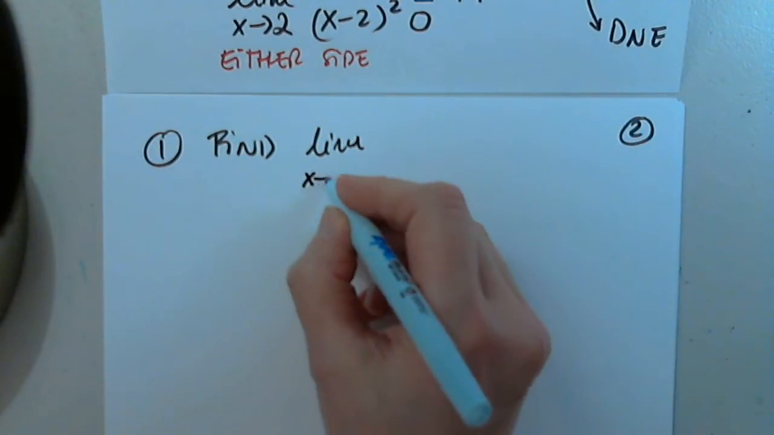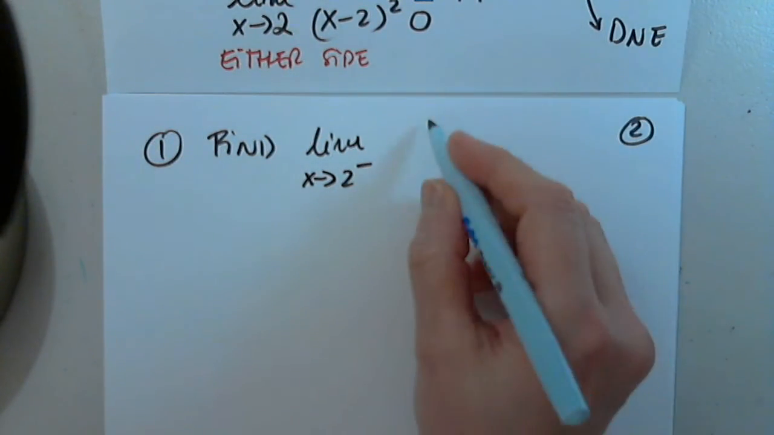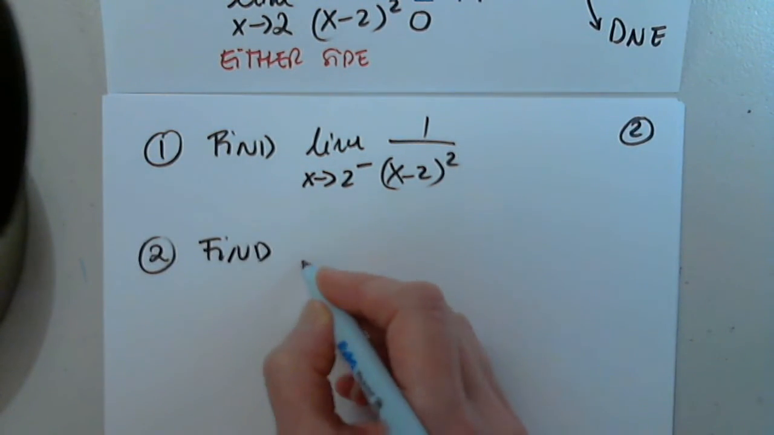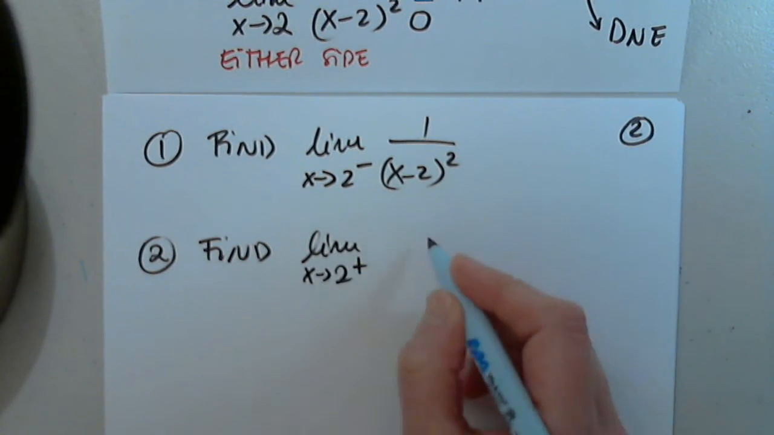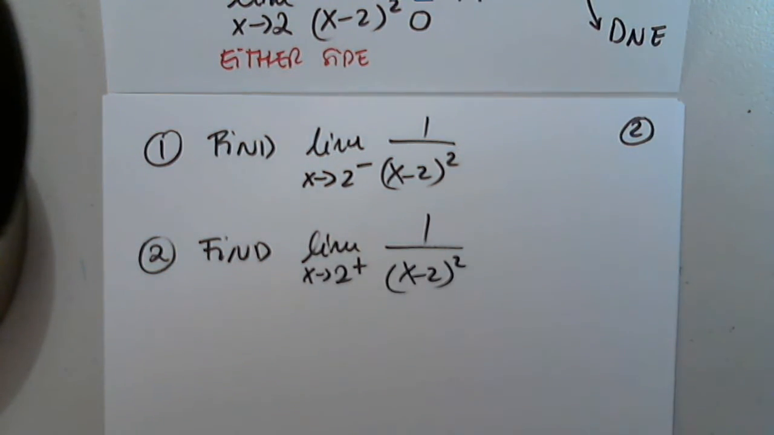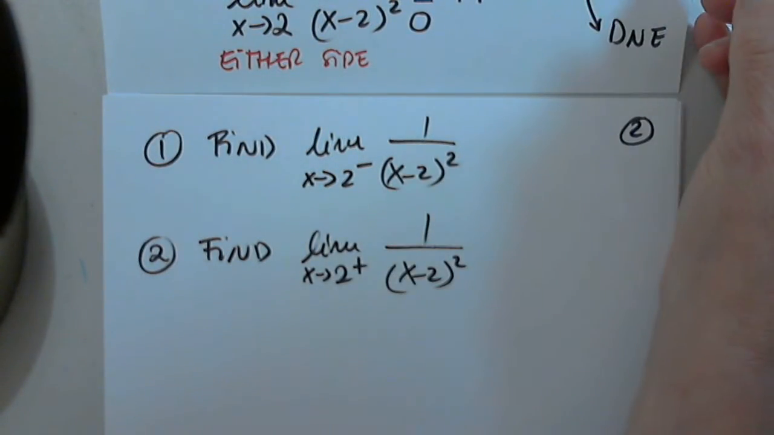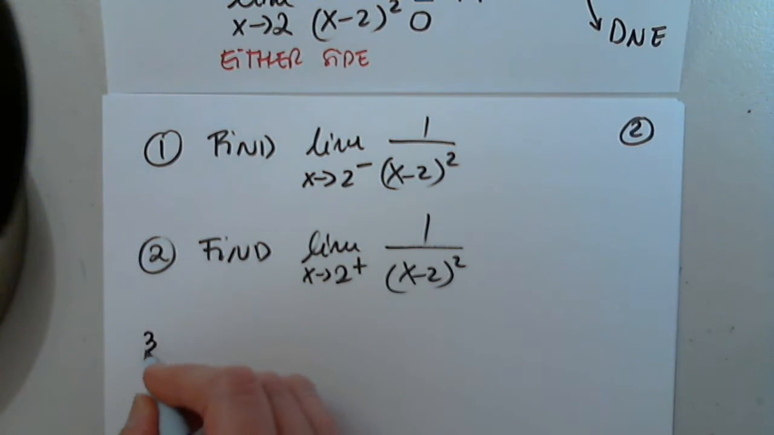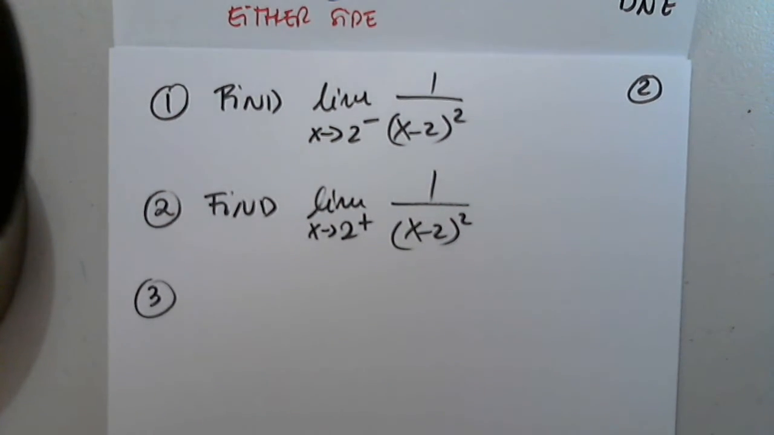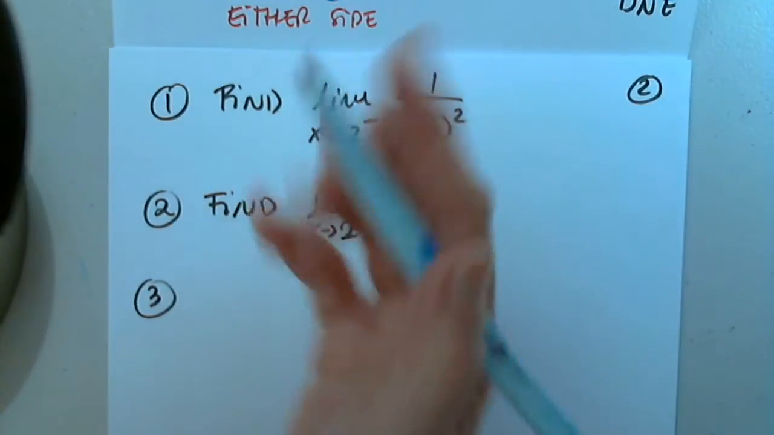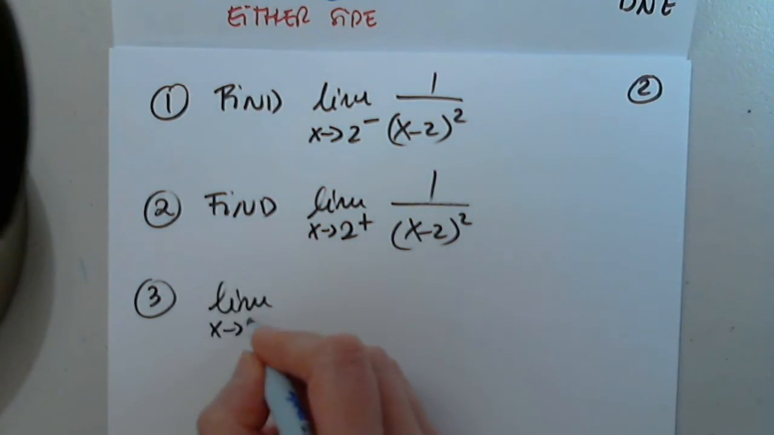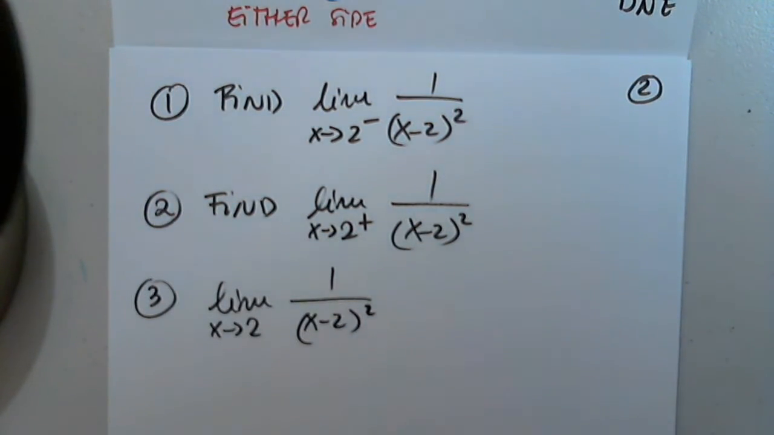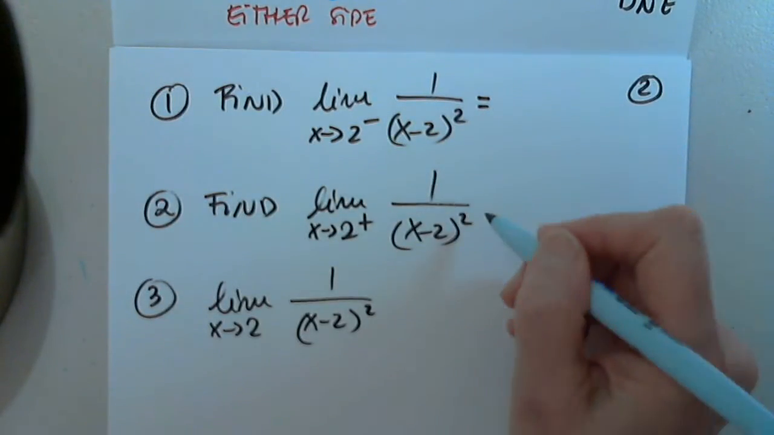Okay, so number one, I have to find the limit as x approaches 2 from the left of 1 over (x minus 2) squared. Number 2, I have to find the limit as x approaches 2 from the right of 1 over (x minus 2) squared. If this gives infinity, and if this gives negative infinity, what do I write for the final answer? And number 3 will be the final answer. What is the final answer? Exactly. Very good. Who said that? Thank you. Simon, very good.